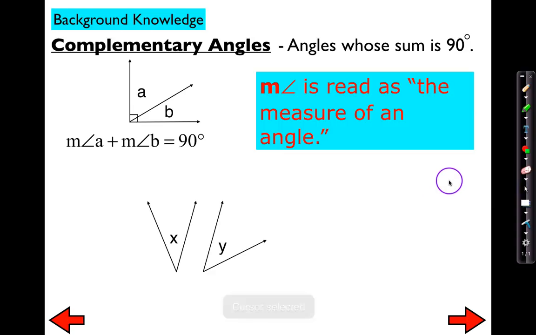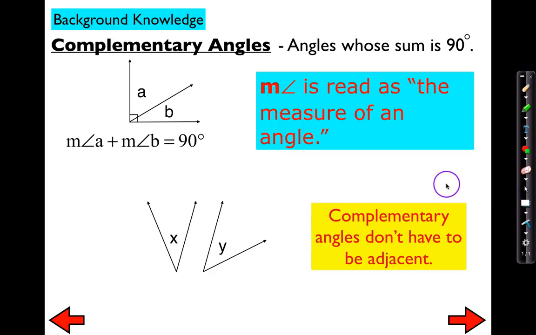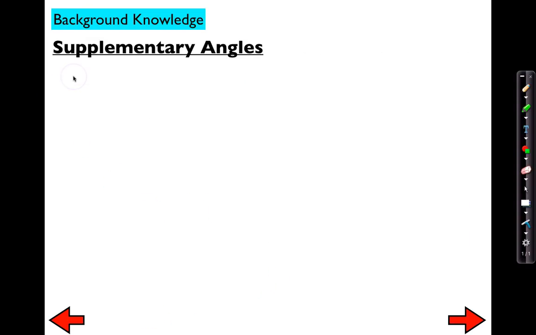Here, angle X and angle Y are complementary angles, but complementary angles don't have to be adjacent. If they simply add up to 90 degrees, they are considered complementary. They don't have to be next to each other. Since they add up to 90, I would consider those angles complementary.